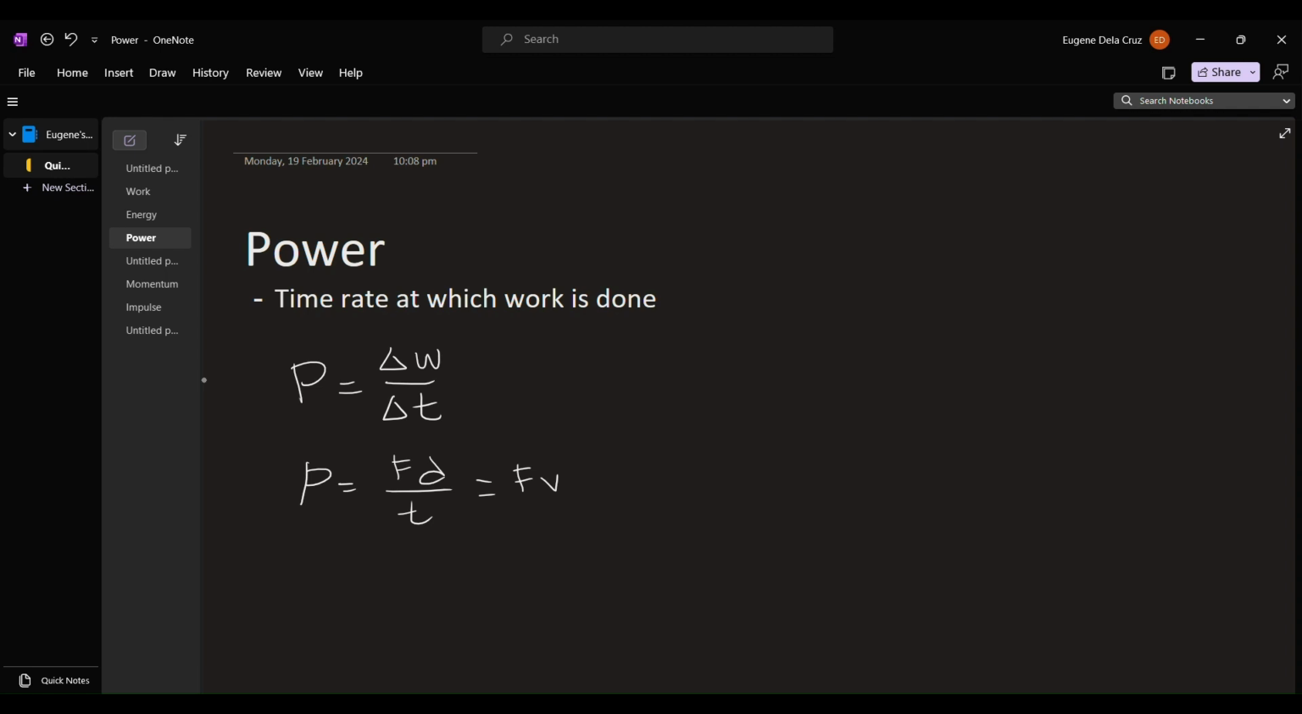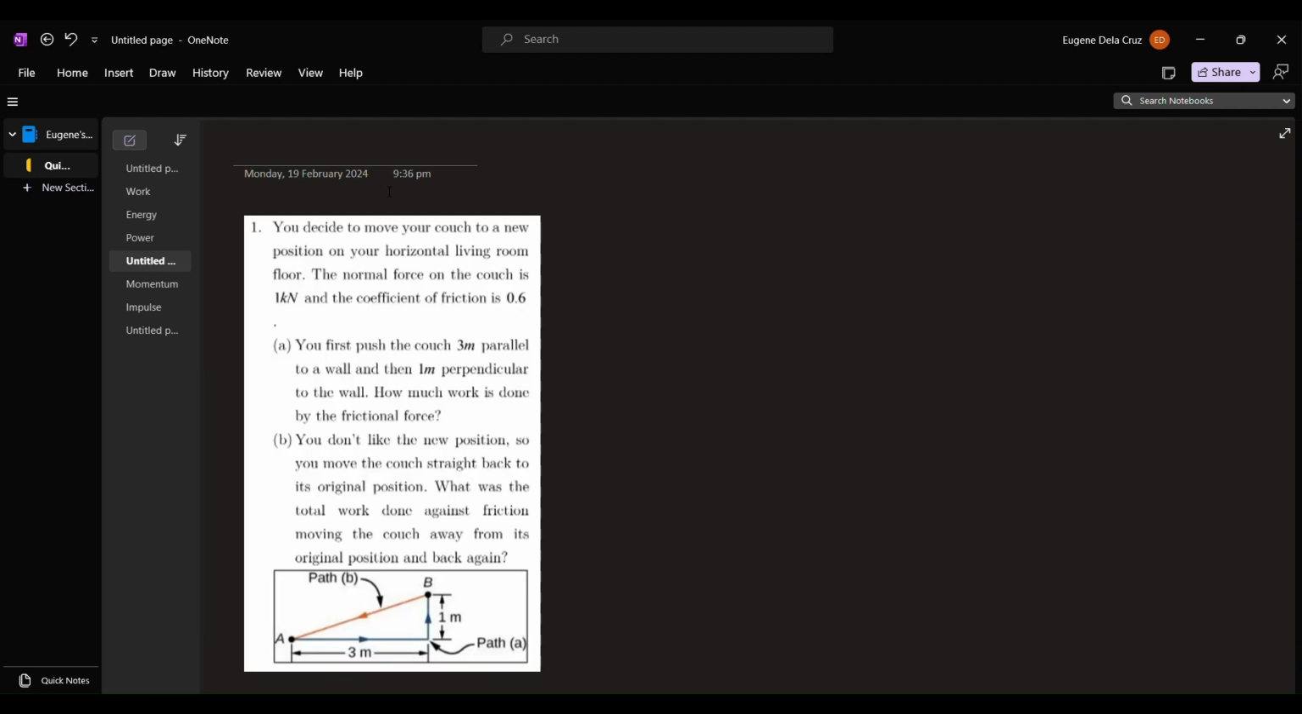So the formulas for power are delta W over delta T or F times V. So the unit for power is in watts or joule per second, since work is in joules and time is in seconds. So let's try solving the sample problem.